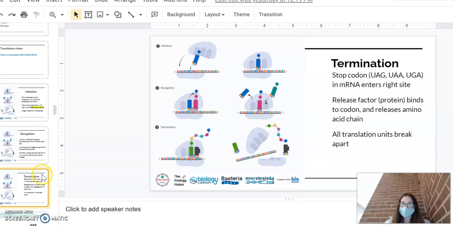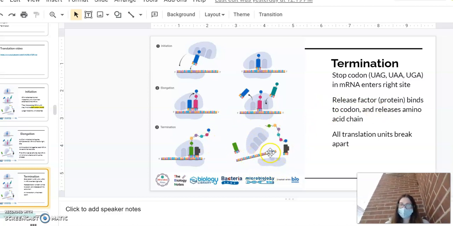And then the last step, termination. The tRNA will reach a stop codon, and there are 3 different stop codon combinations in the mRNA. Then a release factor, which is another protein, will bind to the codon and release the amino acid chain. And then everything breaks apart. So we have the mRNA here, which can be read again, the ribosomal unit, which can get reused, and the tRNA, which also get reused. And then this is our little amino acid chain, or our polypeptide protein.